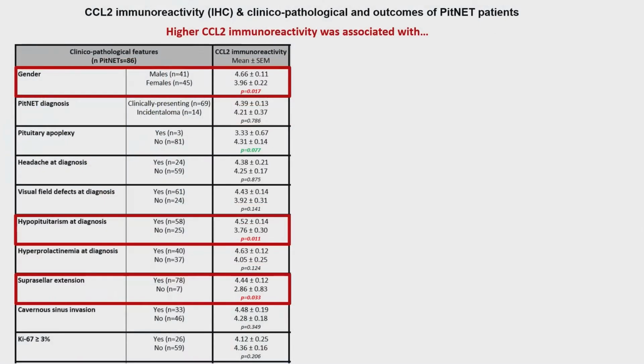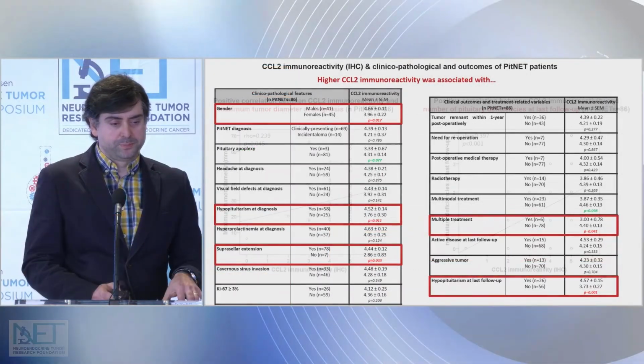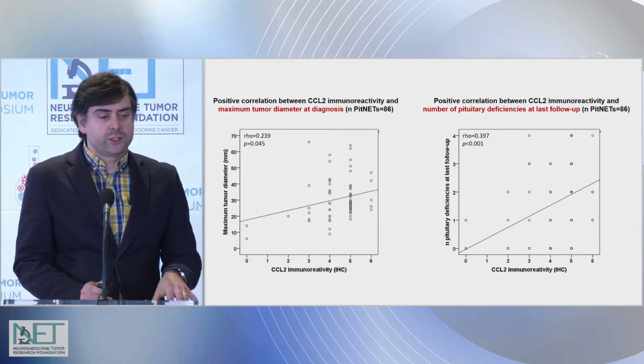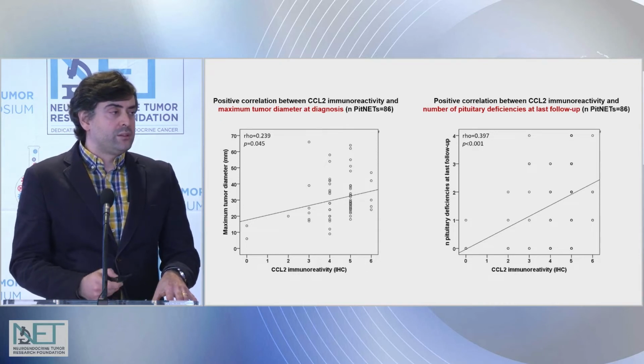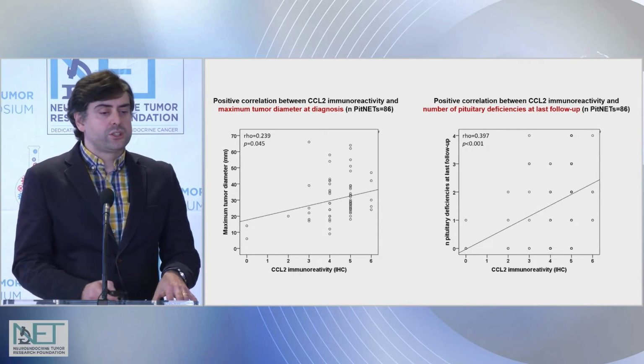In terms of CCL2 immunoreactivity, consistently we found more expression in males and also in patients who had hypopituitarism at diagnosis. Also more expression of CCL2 in patients who had supracellular extension, and in patients who had hypopituitarism at last follow-up, and less reactivity in patients who required multiple treatments. We found positive correlations between CCL2 immunoreactivity and maximum tumor diameter, and with the number of pituitary deficiencies at last follow-up.